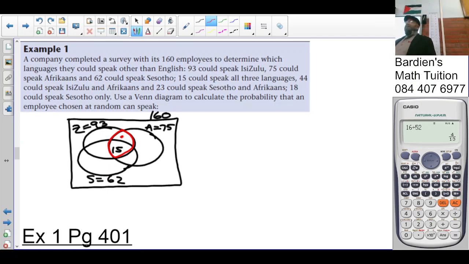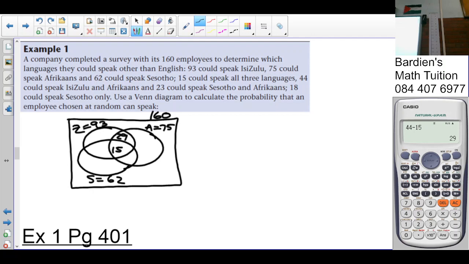Do you guys understand? It didn't say that 44 could speak Zulu and Afrikaans only. If it had said 44 can speak Zulu and Afrikaans only, then it would have gone in there. That would have been 44. Does it make sense? But since it said 44 of the people speak isiZulu and Afrikaans, that 15 is accounted for as well. You all agree with that? So what do I say? It's going to be 44 minus 15 gives us 29. So 29 speak isiZulu and Afrikaans only. You guys understand?